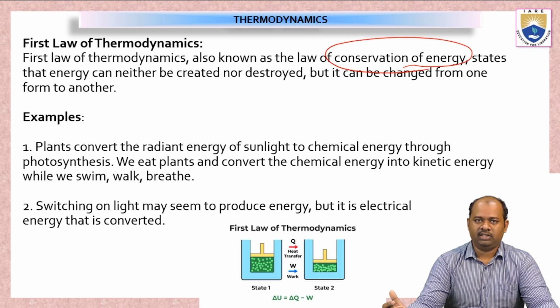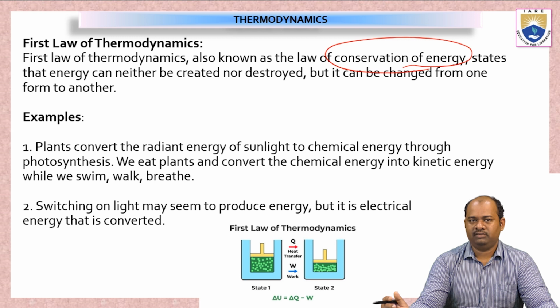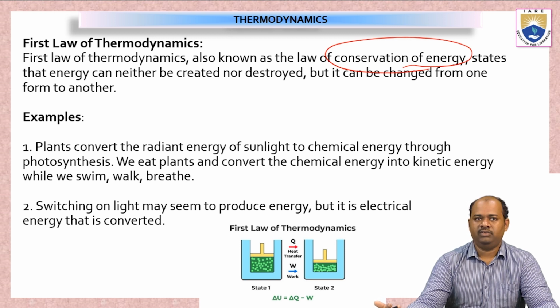walking, swimming, etc. So this is where we can simply understand that the energy from the sun is converted into different forms, but it is not destroyed. It is converted from one form to another form, and finally it reaches human beings, and we use that energy for doing activities like swimming, walking, etc.